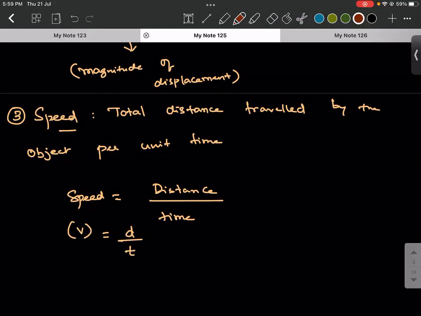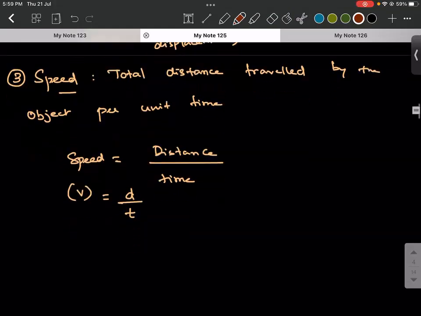So remember, in physics, small t is used for time and capital T is used for temperature. S is for displacement. Distance, we go with d.